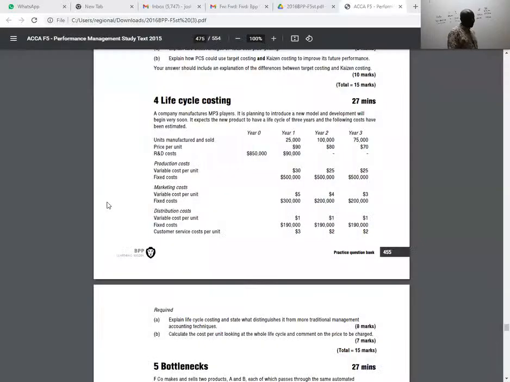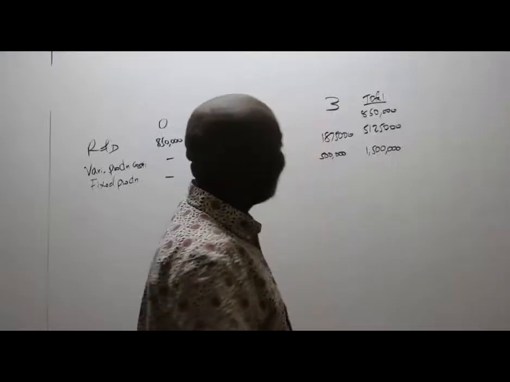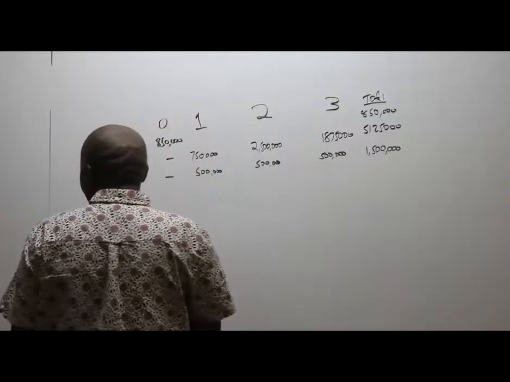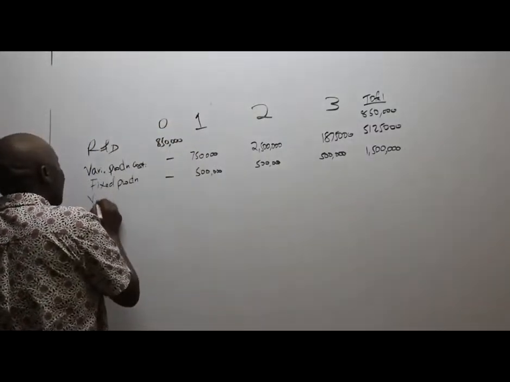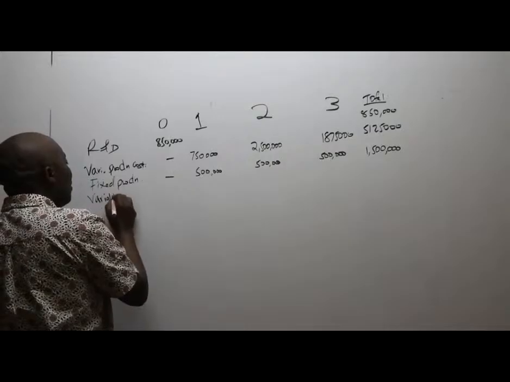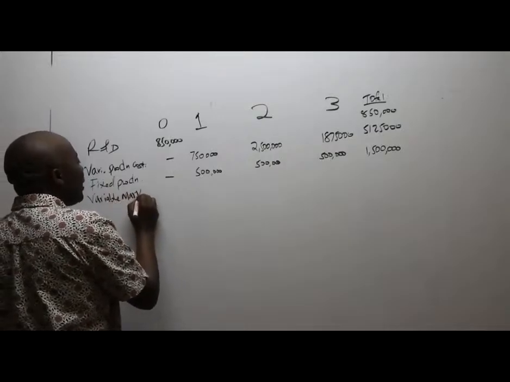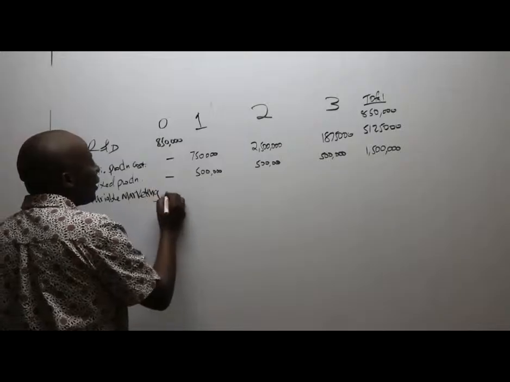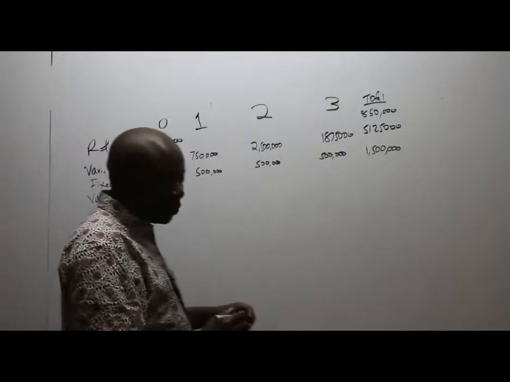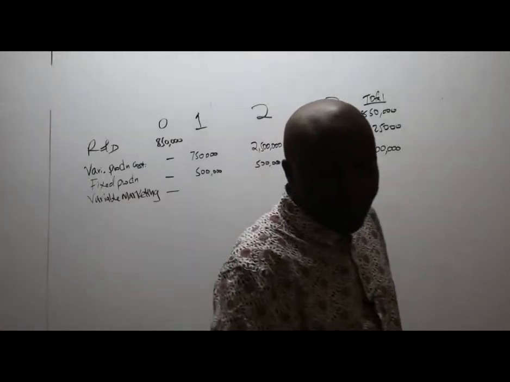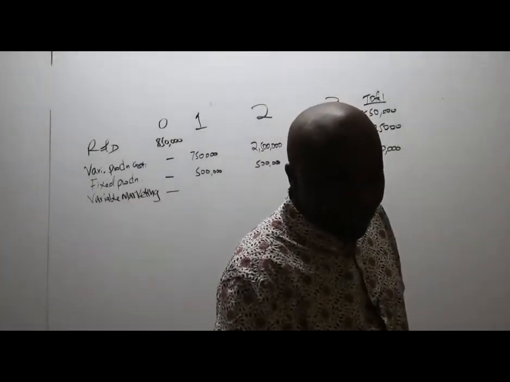After that, ladies and gentlemen, we go to the next one, which is the variable marketing. They have given us the variable marketing cost per unit, so please multiply by the number of units to get the total.